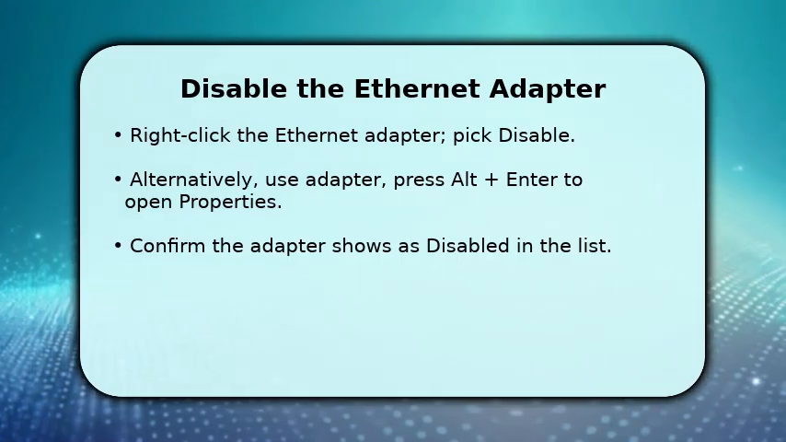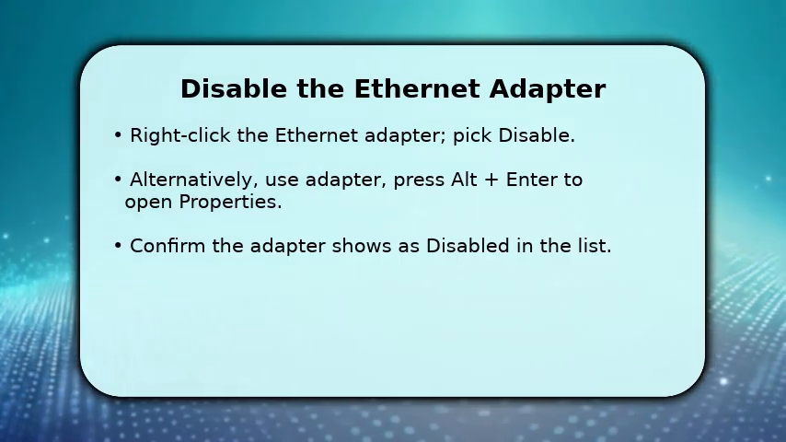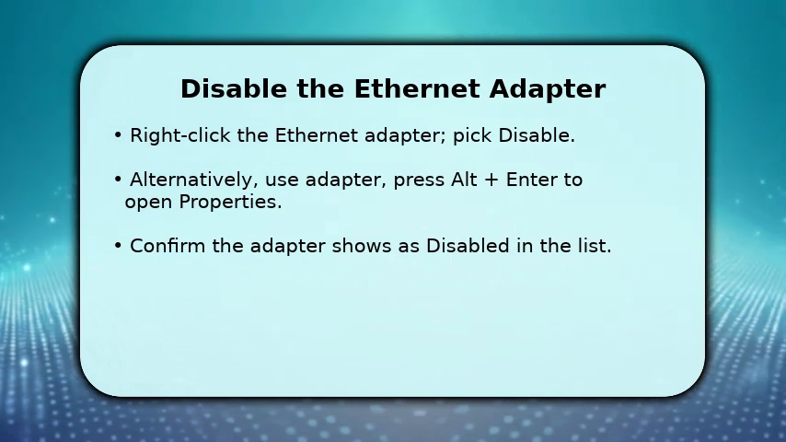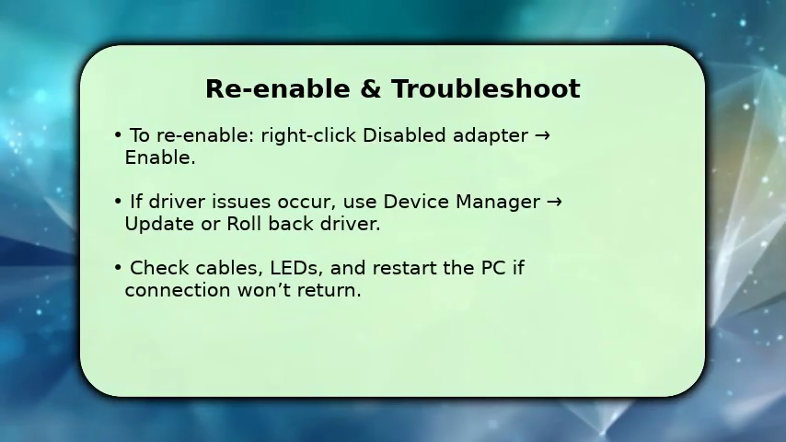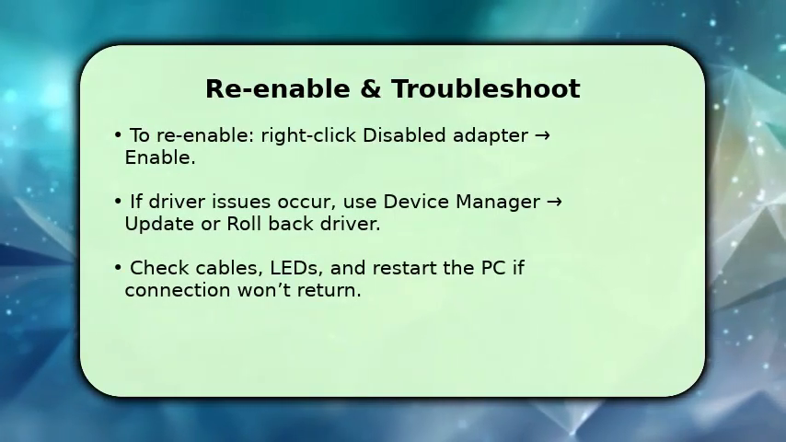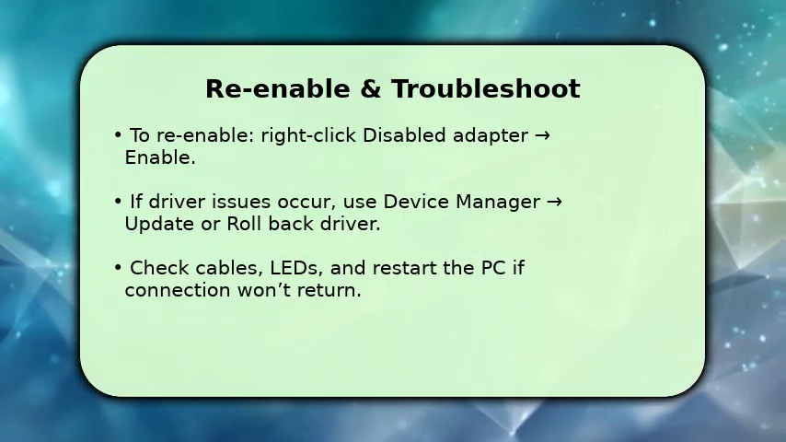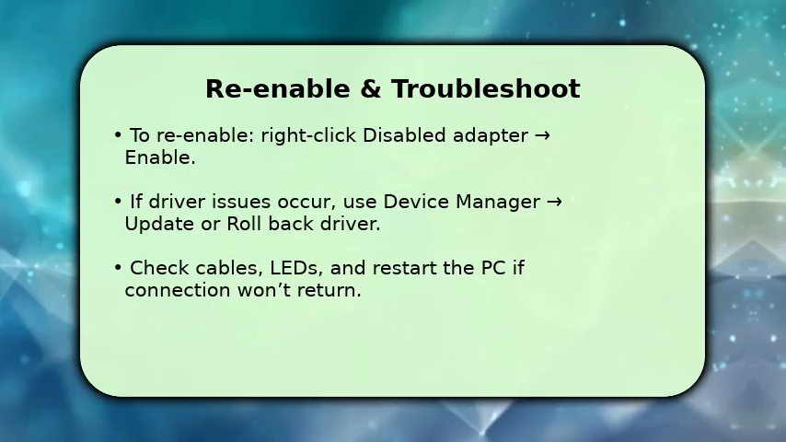This confirms the action. Remember why. Disabling prevents accidental network access and preserves settings for easy re-enable later. To finish, re-enable the adapter when needed by right-clicking the disabled entry and selecting Enable. This restores the previous configuration and DHCP lease behavior.